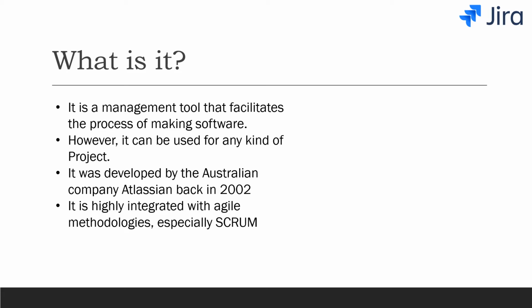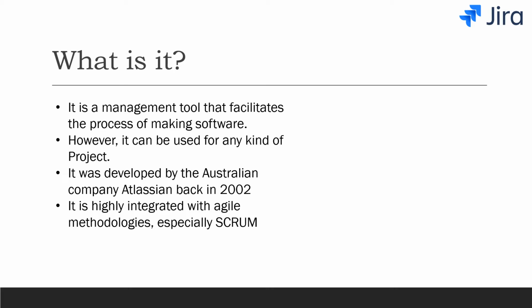Well, JIRA is a management tool that is basically used for managing the process of making software, but it can be used in any kind of project because it is flexible and it can be adapted to any needs. This software was created by an Australian company called Atlassian back in 2002. It has changed a lot since it was created, and right now we have a reliable solution that is widely used in software companies.